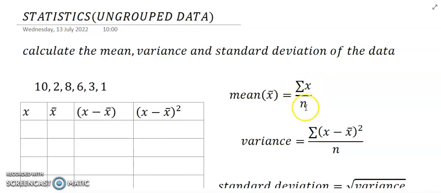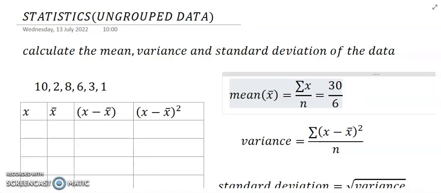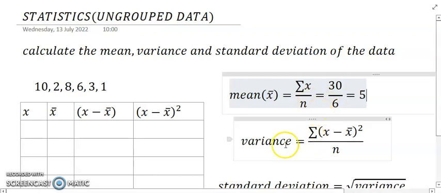Whereas n stands for the total number of values that are here. We have 1, 2, 3, 4, 5, 6. We have 6 values, meaning that our n will be 6. Okay, let's compute the mean. We have 30 divided by 6, which gives 5. Okay, let's keep moving.